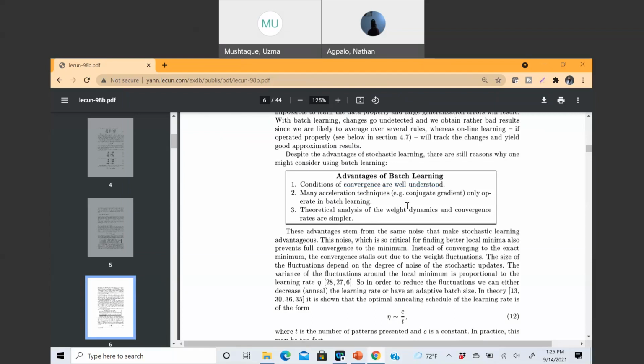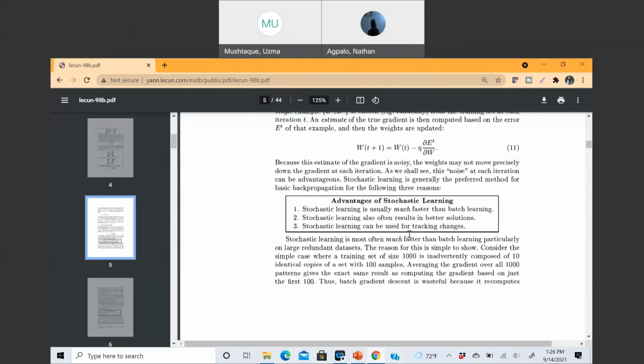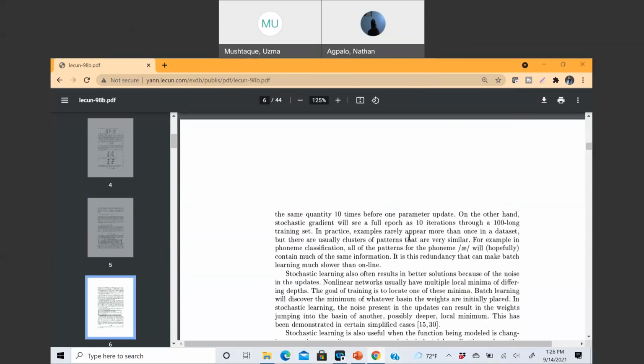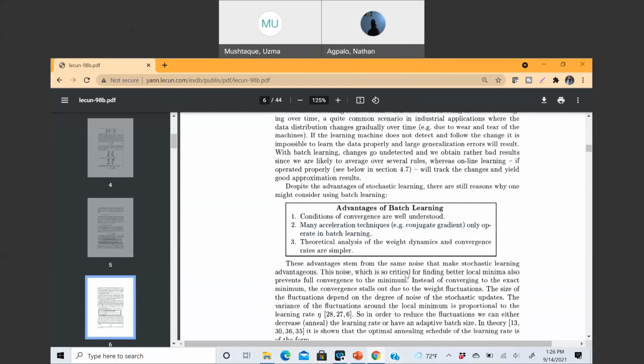And many of the acceleration techniques, we saw momentum and other acceleration techniques, they work well with batch learning. But I would say that we have ways to implement that with stochastic gradient descent, stochastic learning as well. So I don't totally agree with this, but yeah, that's there.